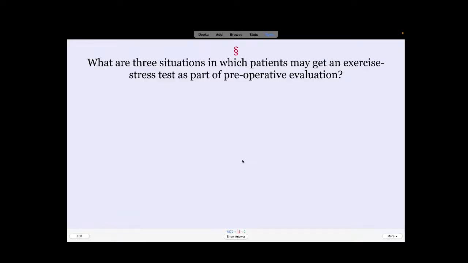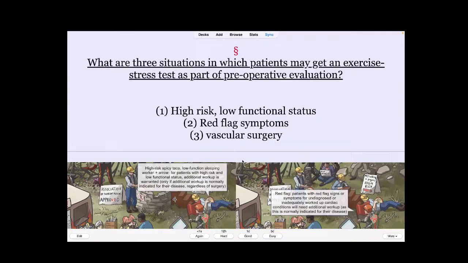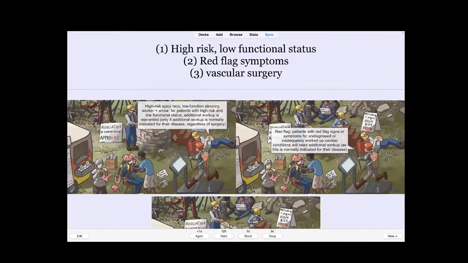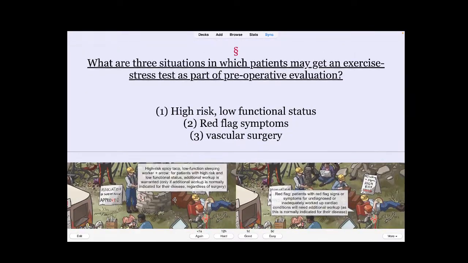What are three situations where patients may get an exercise stress test as part of pre-op evaluation? So we're looking at some high-risk surgeries, some red flags, and some vascular surgery. I don't know how the hell you thought of that.